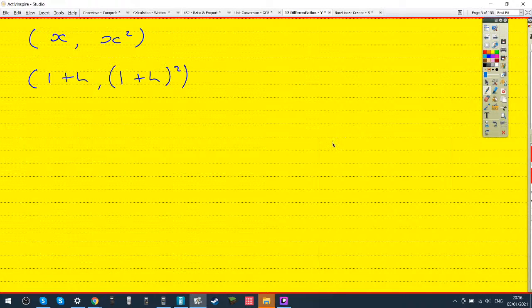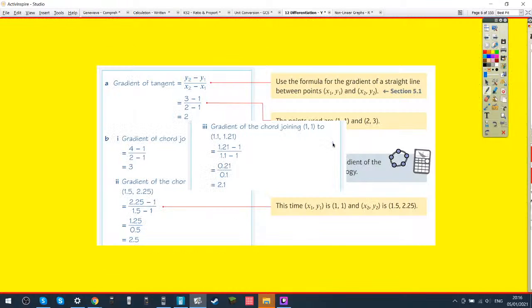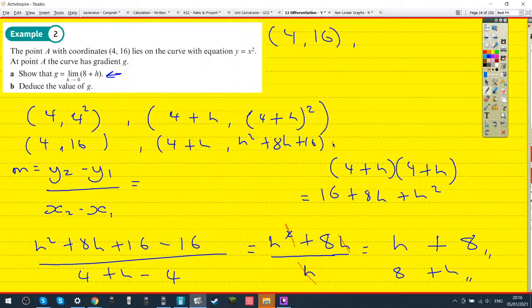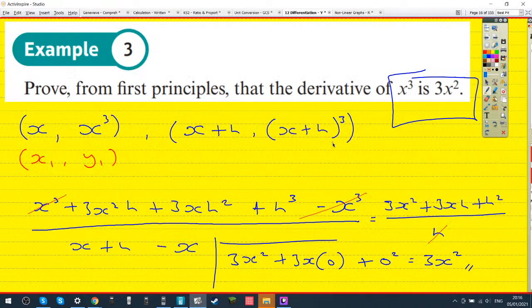We did it in pure algebra, and what we found in pure algebra was the gradient of x cubed is always 3x squared. What that means is if you want to find the gradient of any point on the line y equals x cubed, you have a formula, called the gradient function, and it's 3x squared. So you can use that.